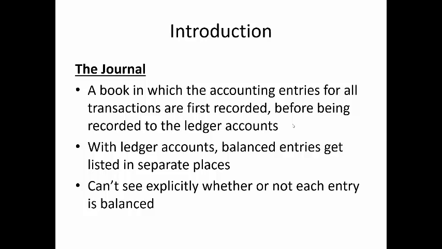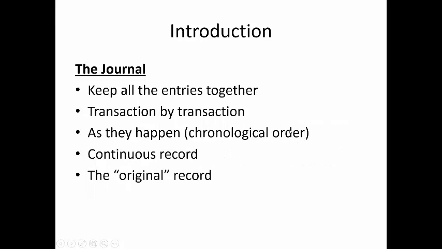With ledger accounts, as I mentioned, the balance entries all get split up into little separate pieces. And so we can't see all these pieces in one place. And more importantly, we can't see whether or not each entry is balanced, that we have equal amounts of debits and credits. The journal allows us to keep all those parts in one place and to make sure they're balanced before we go and change things in the T accounts or the ledgers. So basically, we keep all the details of each entry together in one place.